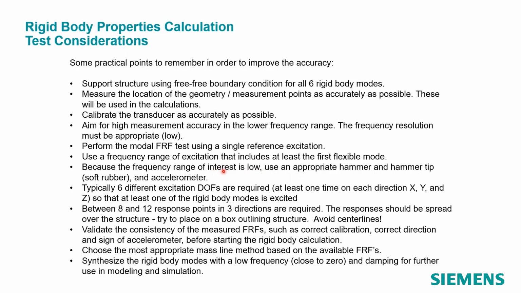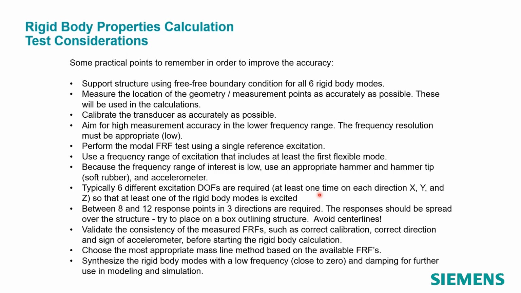Because the frequency range of interest is low, use an appropriate hammer and hammer tip. Use as soft a tip as you can, and use an accelerometer that measures low frequency, or perhaps even a DC accelerometer if you have them. But usually that's not needed. Usually a good ICP accelerometer will measure down to 0.5 or 1 Hertz pretty well. Typically 6 different excitations, so you need at least 6 impact locations. When you choose those impact locations, make sure X, Y, and Z are properly excited for translation as well as rotation. So I probably don't want to pick impact locations along the center line because that's not going to excite one of the rotational rigid body modes.